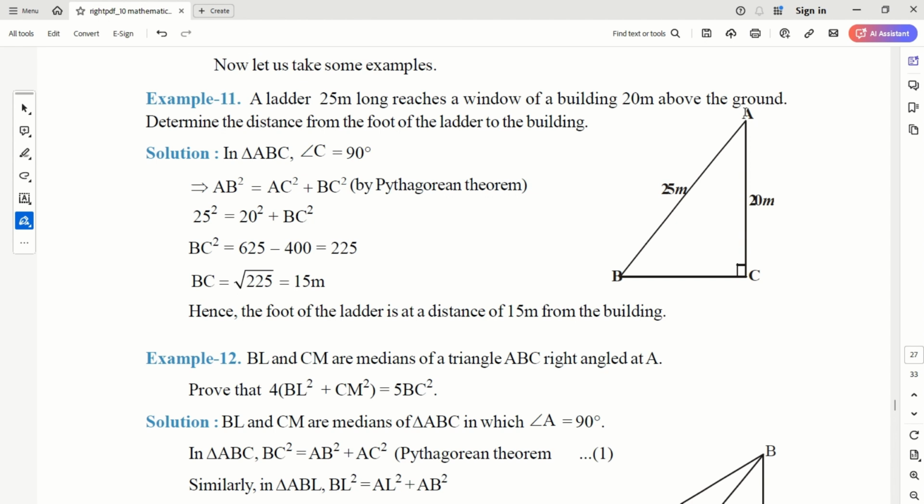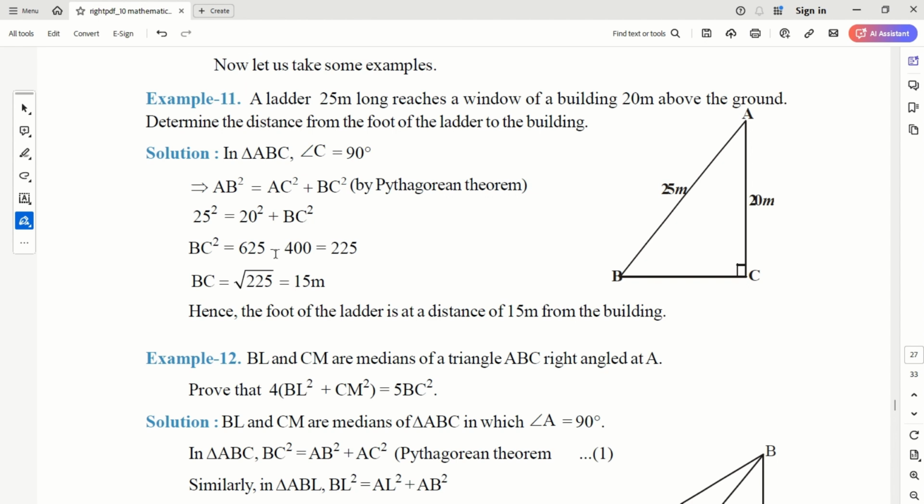Now, the distance from the foot of the building to the ladder we need to find out. That is BC. And the building always makes 90 degrees with the horizontal line, with the ground. So this is 90 degrees. So it's a right angle triangle. Now just apply Pythagoras theorem. You will get the answer as 15 meters. BC square equals 25 square minus 20 square, which is 15.